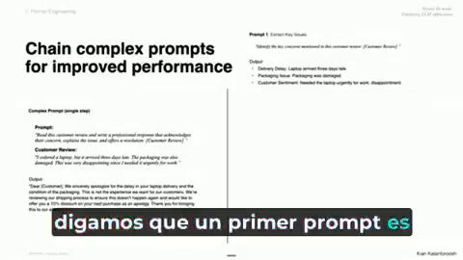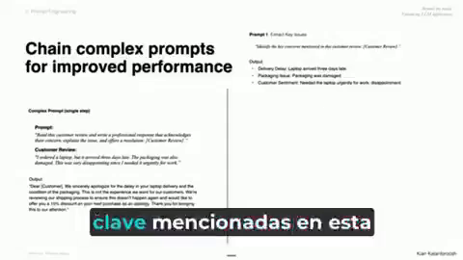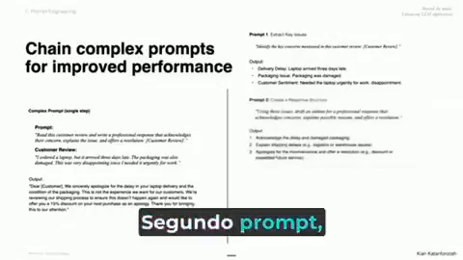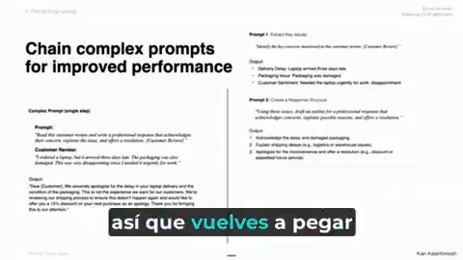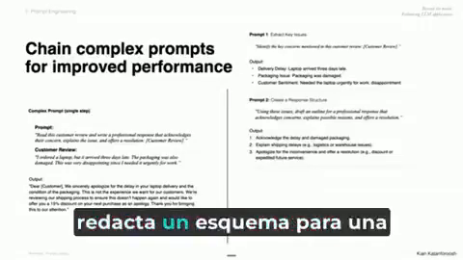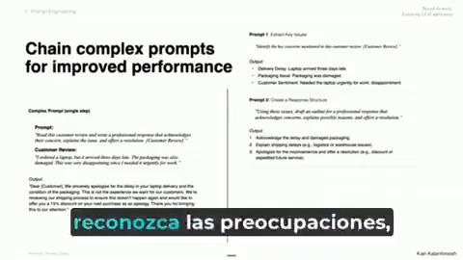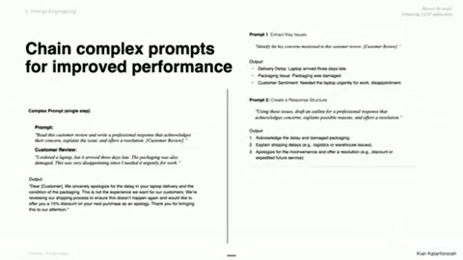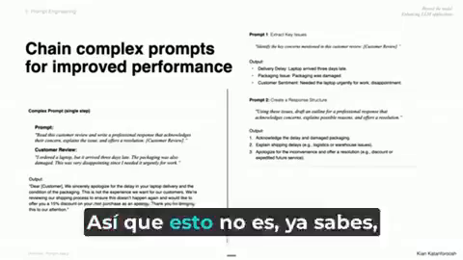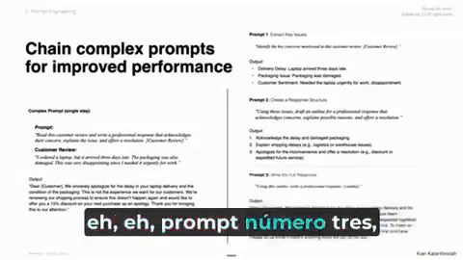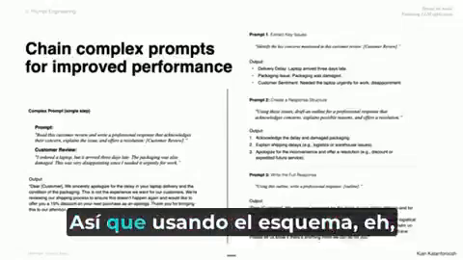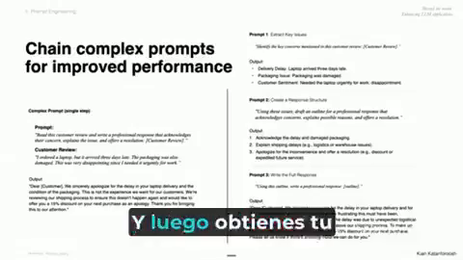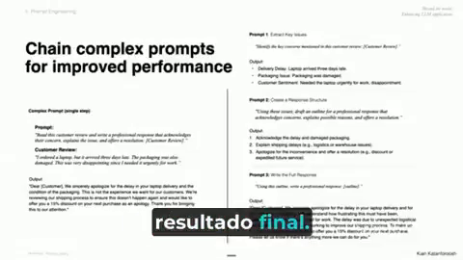Let's say the first prompt is extract the key issues. Identify the key concerns mentioned in this customer review. Paste the customer review. Second prompt, using these issues, so you paste back the issues, draft an outline for a professional response that acknowledges concerns, explains possible reasons, and offers a resolution. Then prompt number 3, write the full response. So using the outline, write the professional response. And then you get your final output.